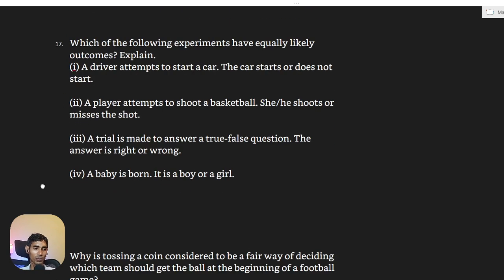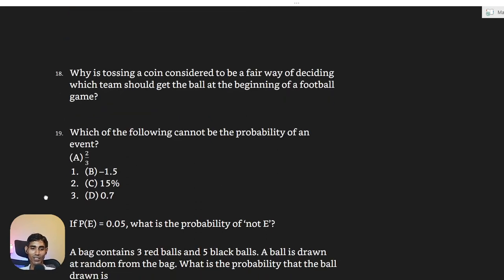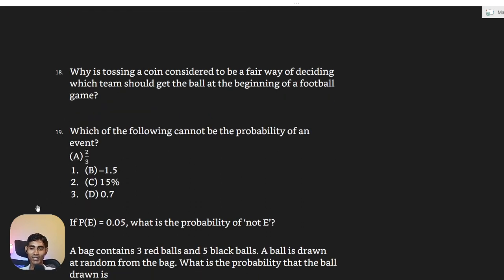Okay, so we are not going to get into the 17th one. Driver starts the car, he would start or not. It's already raining here way too much. I don't take the responsibility.